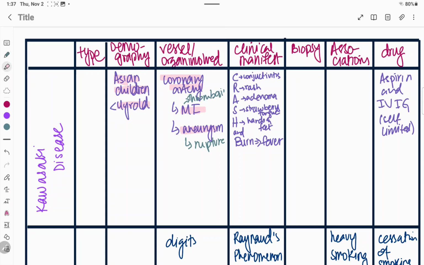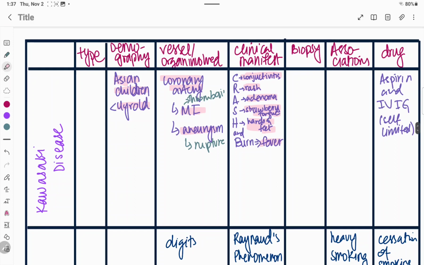So what are the clinical manifestations? There is a mnemonic, CRASH and burn fever. Okay, CRASH and burn. C is for conjunctivitis. So unrelated symptoms will be there. Rash, adenopathy, strawberry tongue, hands and feet will have rashes, and burning fever. Okay, there is no biopsy or association, but the drugs are important here.